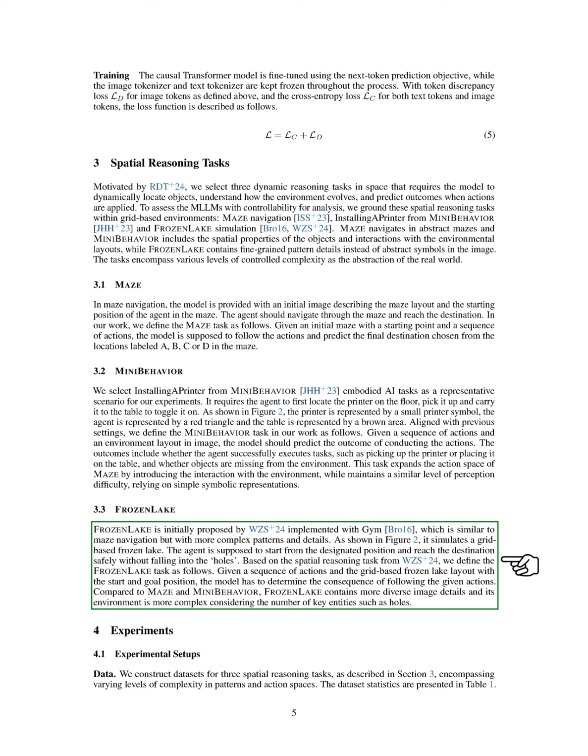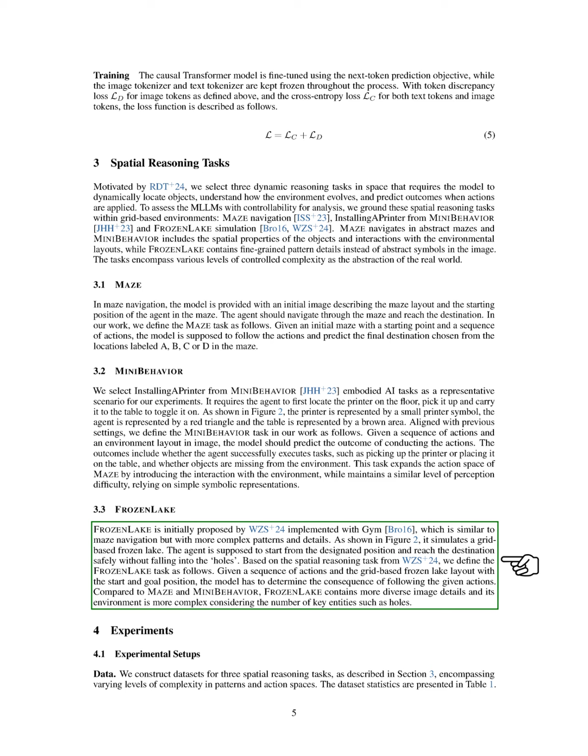The FrozenLake task, inspired by a previous implementation, involves navigating a grid-based frozen lake. The agent starts at a designated position and must reach a goal without falling into holes. The model determines the consequences of following a sequence of actions, with this task featuring more complex patterns and details compared to maze and MiniBehavior. For our experiments, we create datasets for these three spatial reasoning tasks, each with varying complexities. We present dataset statistics and detailed data collection methods in the appendix.